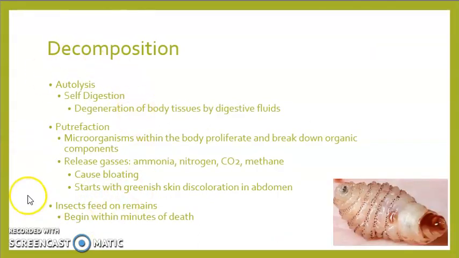These are three things that you also need to know: autolysis, putrefaction, and then insect feeding. So really, these two are the ones that people get confused sometimes. Autolysis is exactly what it sounds like if you break that word down. It's self-digestion. So again, the cells in your body are dying. And your digestive fluid that's in your stomach in particular is contained by your stomach cells. And stomach cells are very fast replicating cells, and it is their job to contain that digestive fluid.